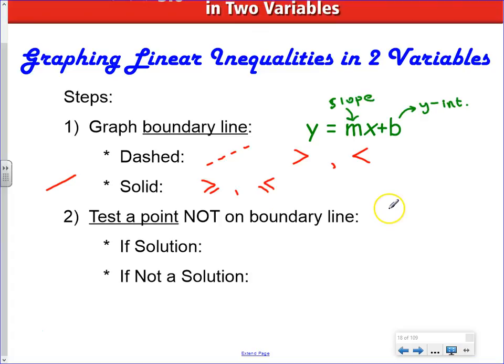And does anybody know what I would say is the easiest point to plug in, as long as it's not on a boundary line? Out of all the infinitely many points there are, what's the easiest? 0, 0. Yeah, so we're going to try 0, 0, because it's easy to plug in zeros. But the only time we can't use 0, 0 is if it's on the line. Okay? And we'll pick another point. But we're going to test it.